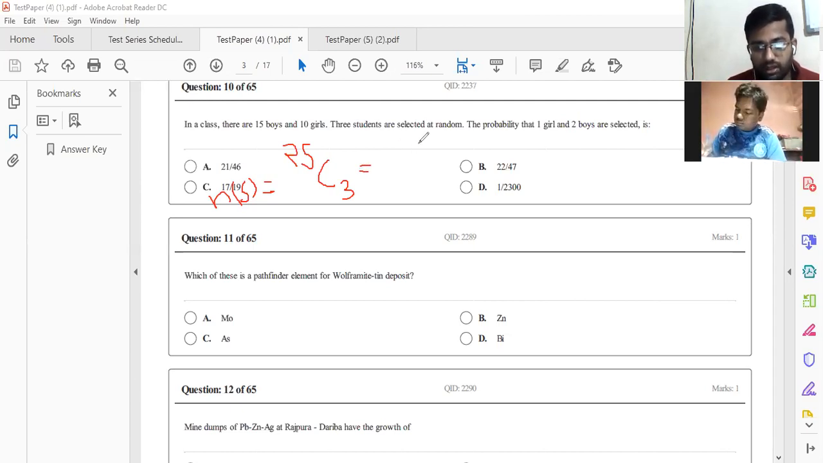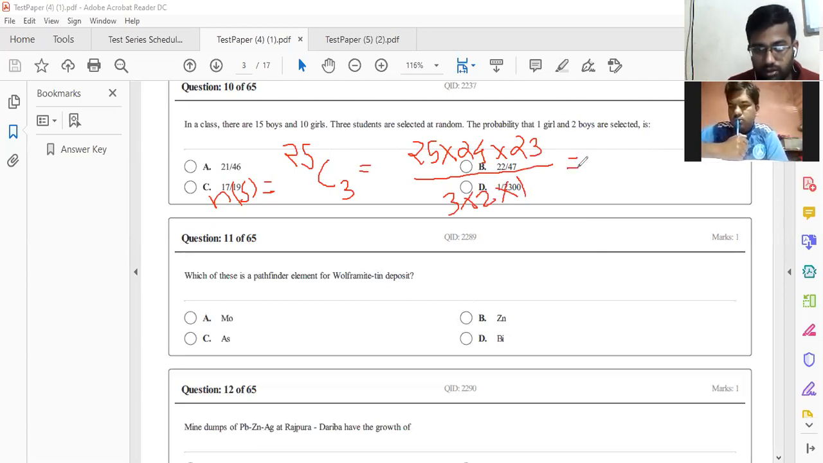25 C3 means you need to write 25, then 24, then 23, divided by 3 multiplied by 2 multiplied by 1. So if you calculate this, you will get 2300. Clear?